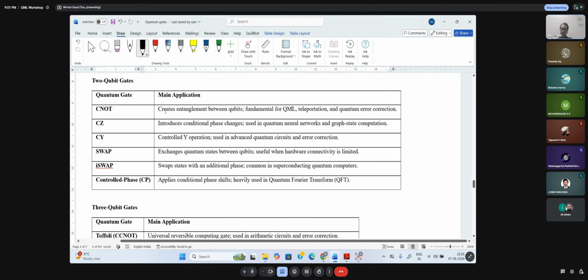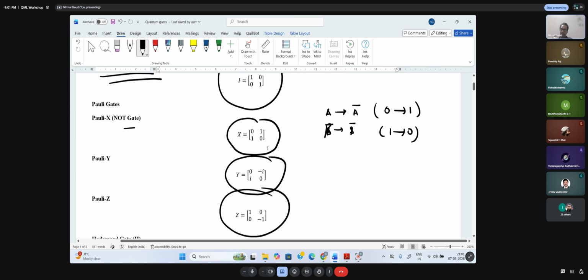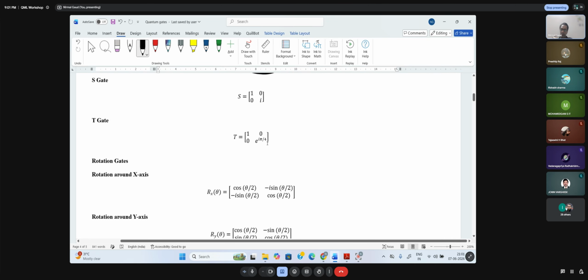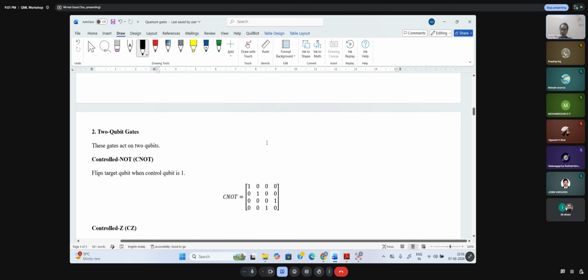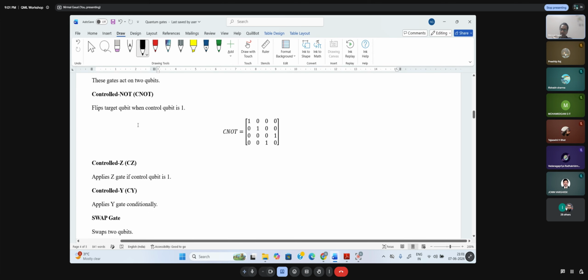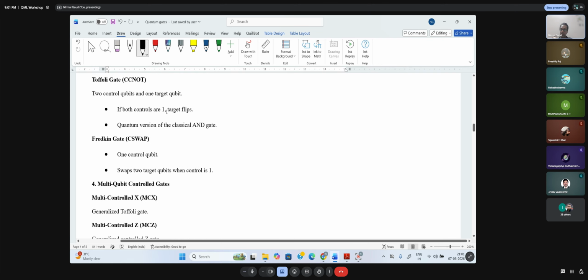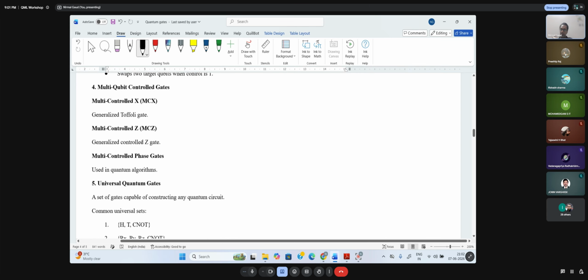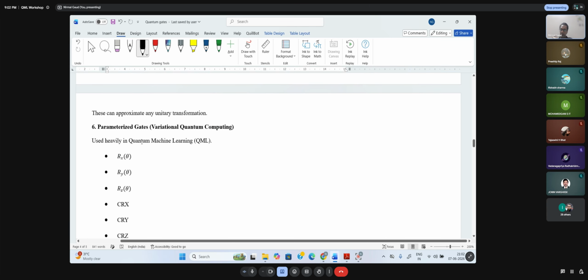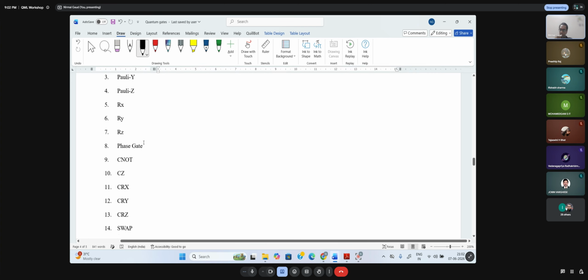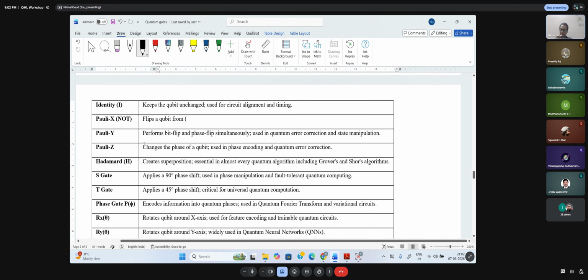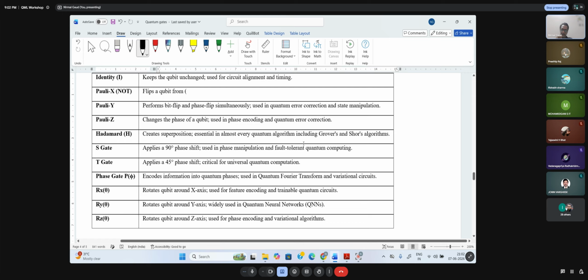CNOT will create entanglement. We want angle encoding. An angle encoding, let me again let you know, because we have seen that angle encoding part. Okay, flip the target, Z, Y condition. Okay, CCNOT. I've also seen that angle encoding one. Here, change the phase. Okay, here phase encoding.